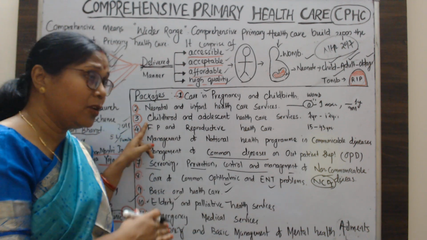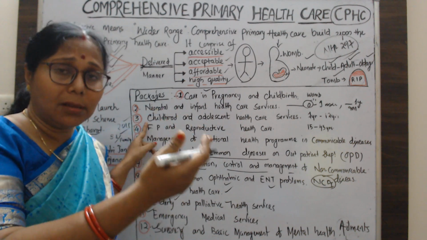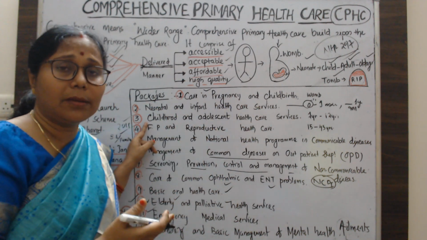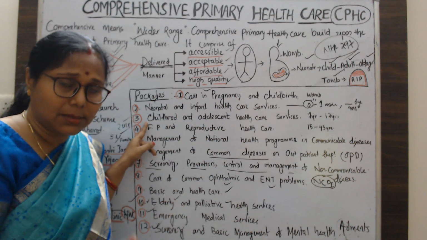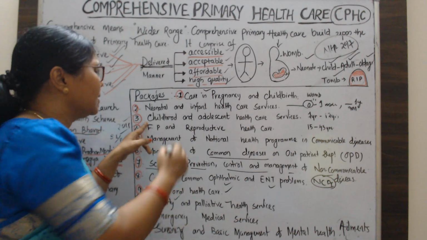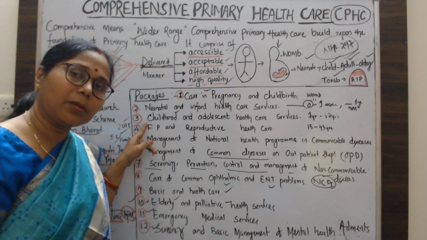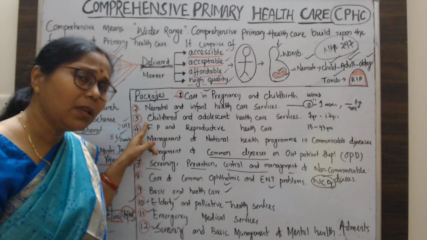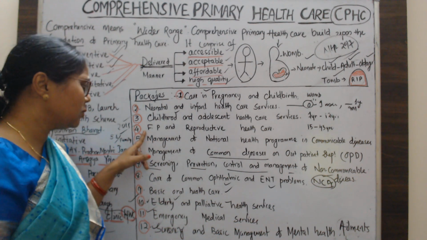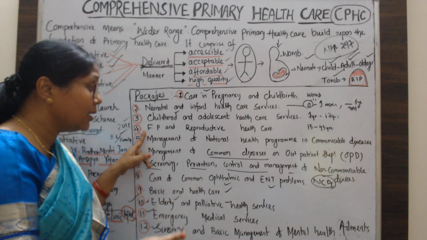Third one, childhood and adolescence. Now the infant is going to the childhood age, and at that time, and in the adolescence period also, health services are provided through the comprehensive primary health care. Fourth one, family planning and reproductive health care.